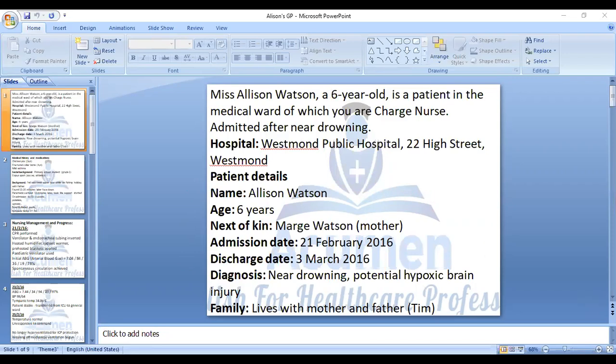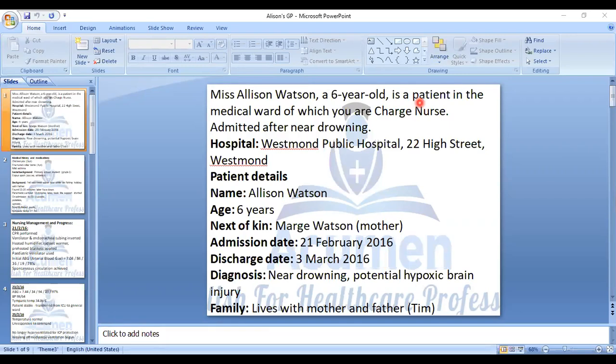So if we understand the case notes now, Miss Alison Watson is a patient in a medical ward of which you are charge nurse, admitted after near drowning. And now the letter is being written to the patient's GP. This is the most common type of letter which is seen in OET writing. Most of the letters are either writing to GP or to the patient's GP.